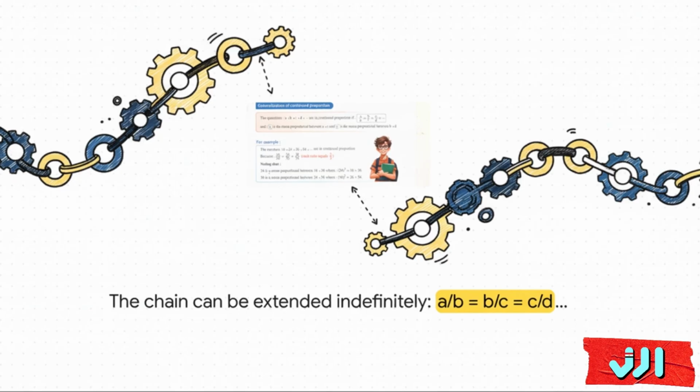You can have a chain of 4 or 5 or, heck, 100 numbers, as long as the ratio between any 2 neighbors stays the same. A over B equals B over C equals C over D, and on and on and on. That unbreakable chain just continues.